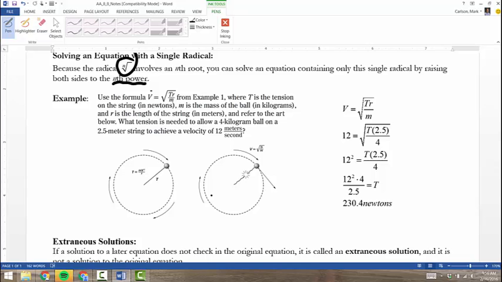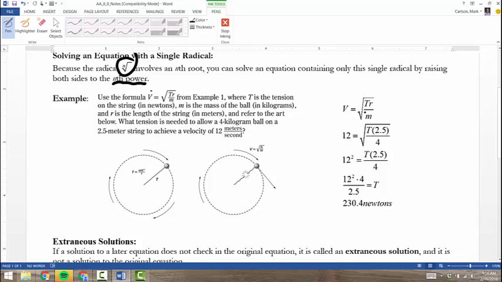So I have everything that I need except for what I'm solving for, which is t. I'm using this equation and plugging in what I know. I know my velocity is 12. I don't know what t is. I know that my r value is 2.5, the length of the string, and 4 is the mass of the ball. So we've plugged everything in, and now we're going to solve for t.